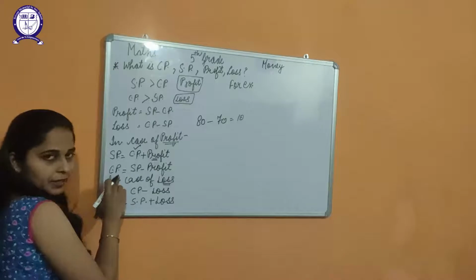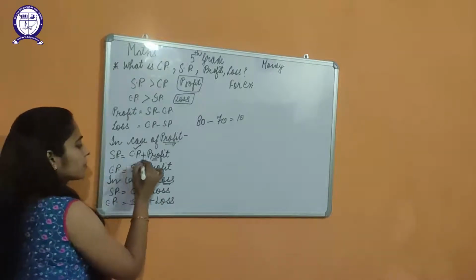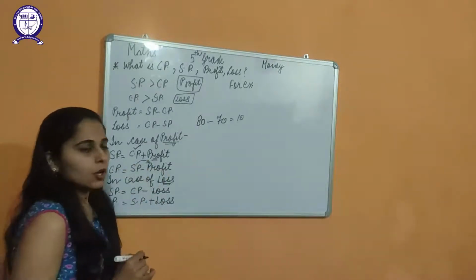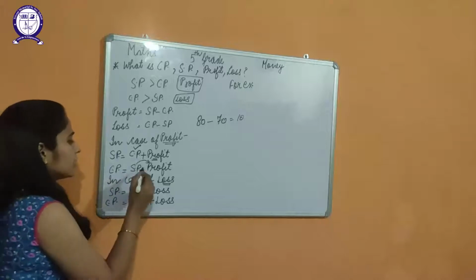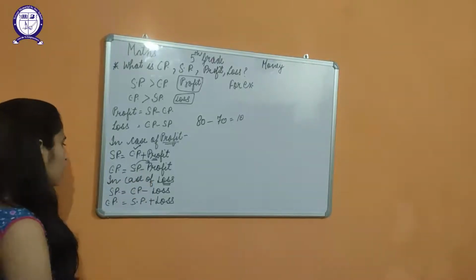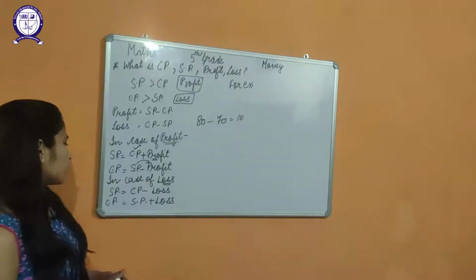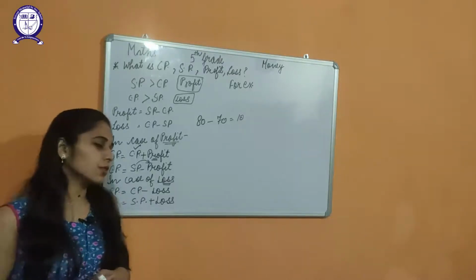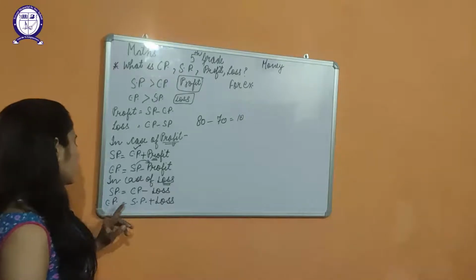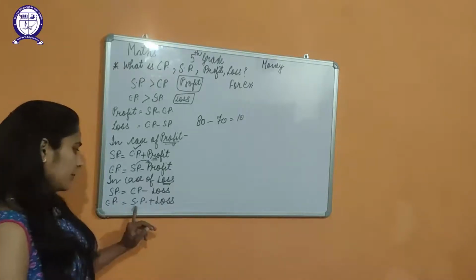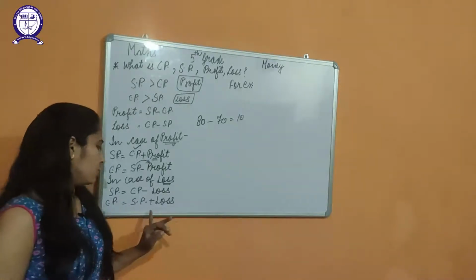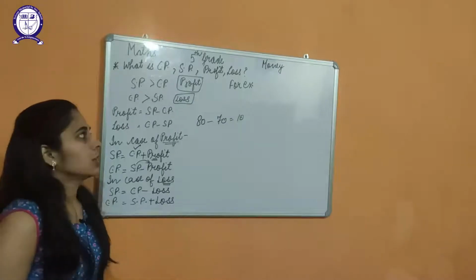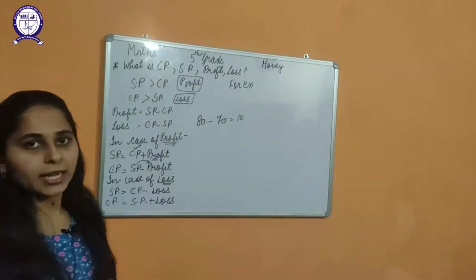And if you need to find out CP, you have to subtract profit from selling price, because selling price is greater than CP. In case of loss, SP is equal to CP minus loss, because SP is smaller in the case of loss. And when you need to find out CP, then you use the formula SP plus loss. This we will discuss with an example.